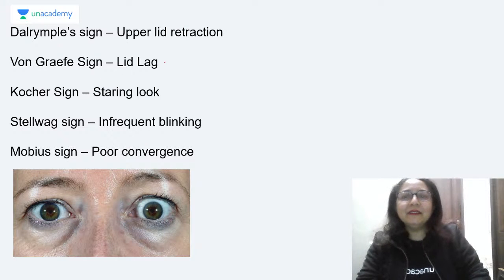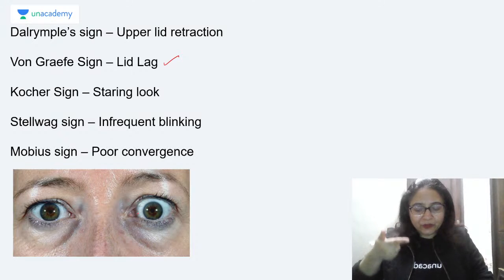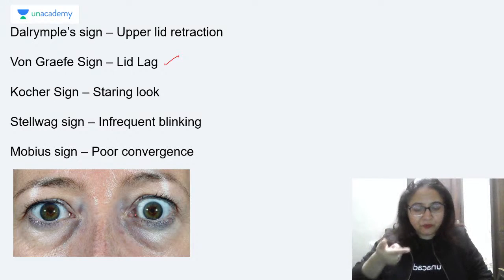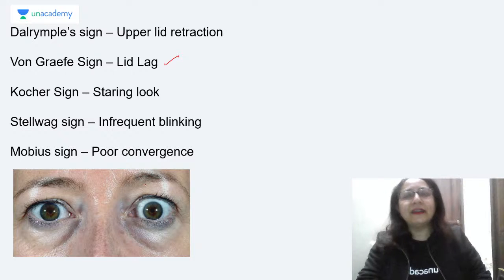Von Graefe sign, the lid lag. Lid lag means when you are looking downward, the globe moves downward and the lid follows it. If the lid is not able to follow the globe, this is known as lid lag. That is again a feature of thyroid eye disease.